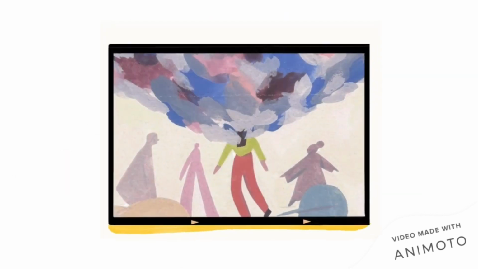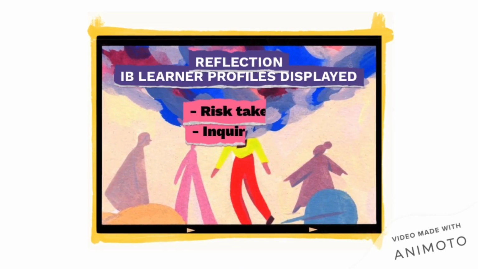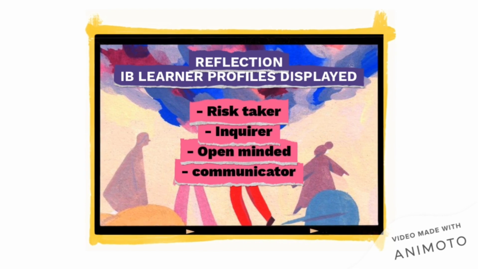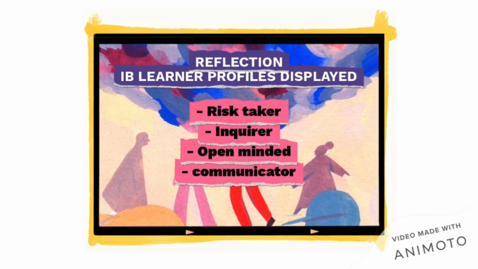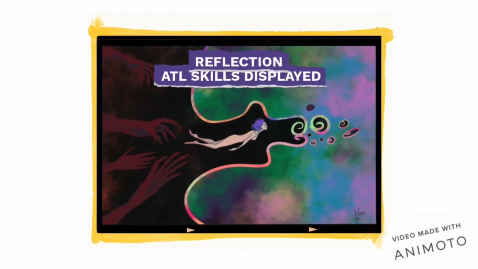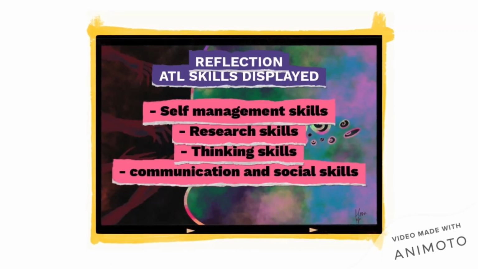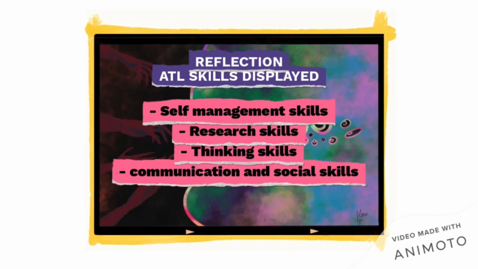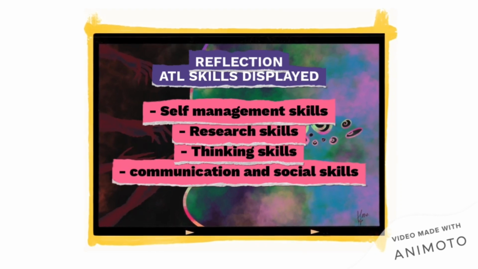To cover my reflection, the IB learner profile attributes I displayed are risk-taker, inquirer, open-minded, and communicator. Moving further, the ATL skills covered this year were self-management skills needed for planning and timelines, research skills needed for exploring a new topic, thinking skills paired with creativity, and social skills for primary research.